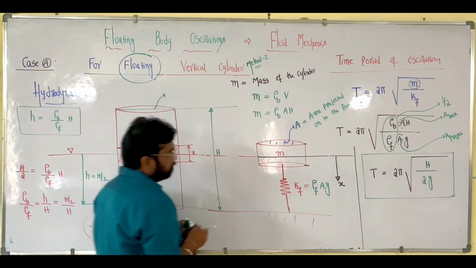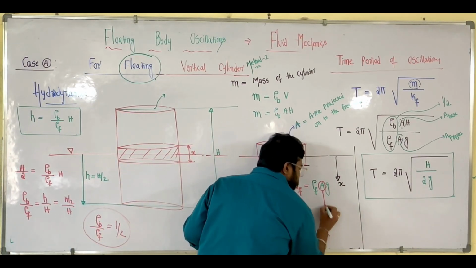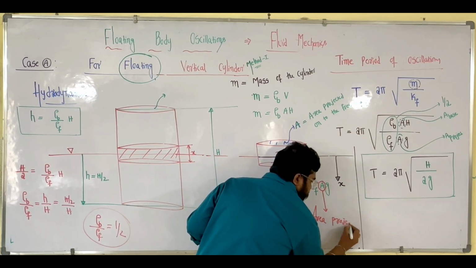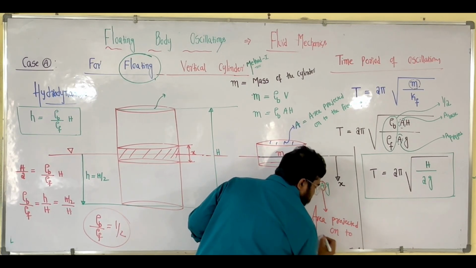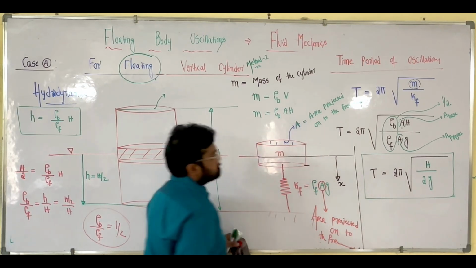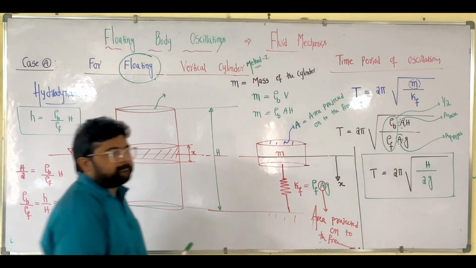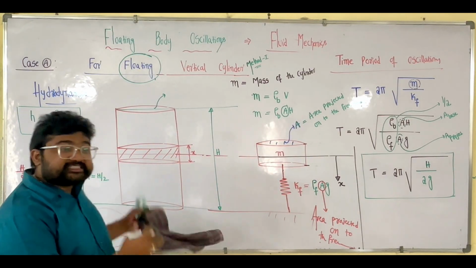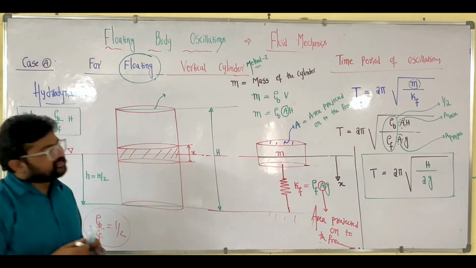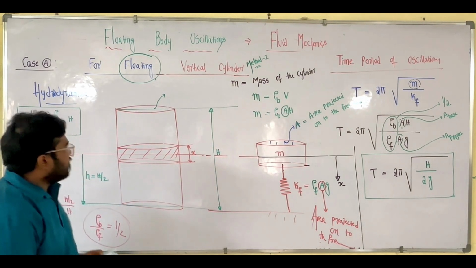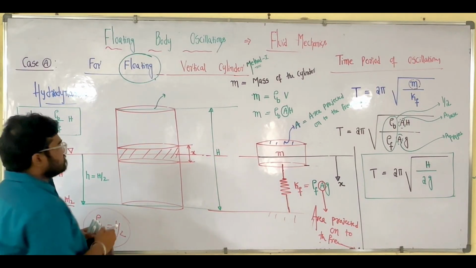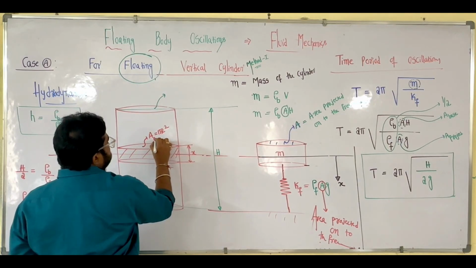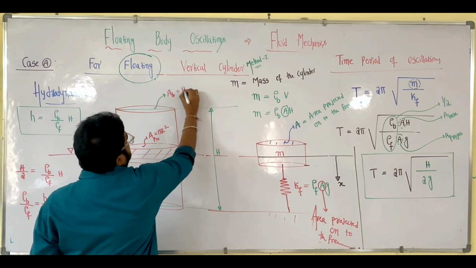In K fluid, what is this area? Area projected onto the free surface. This is the base area of the cylinder. In this case, both areas are the same. The area projected onto the free surface is A equal to pi r square. What is the base area? That is also pi r square.